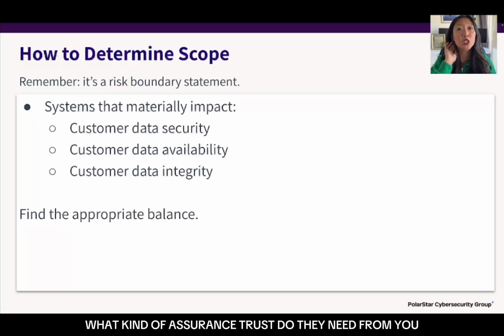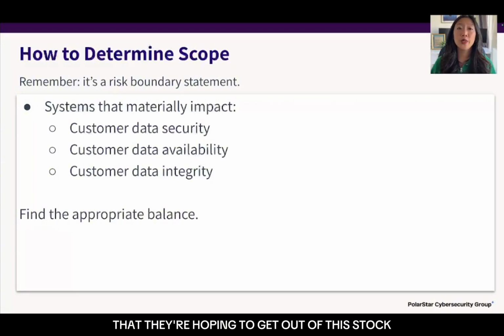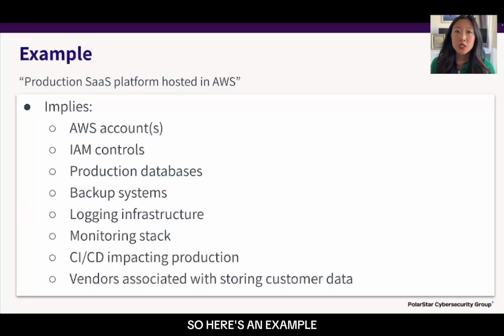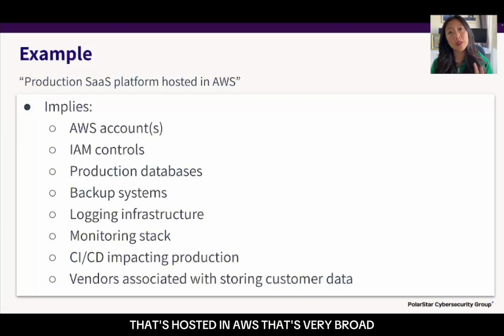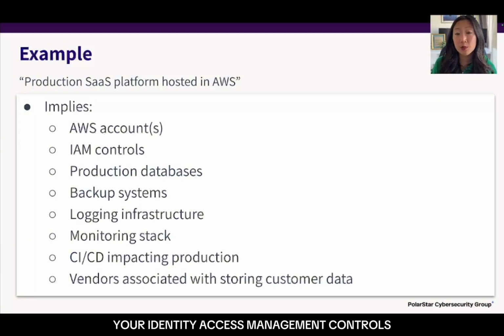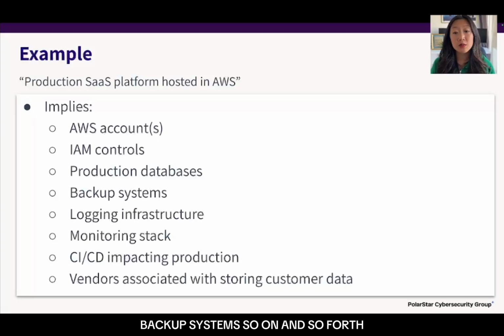What kind of assurance, trust do they need from you that they're hoping to get out of the SOC 2 report? Have those things in scope. So here's an example. If what is in scope is my production SaaS platform that's hosted in AWS, that's very broad, but this implies your AWS accounts, your identity access management controls, backup systems, so on and so forth, all these things. That's what it all implies.